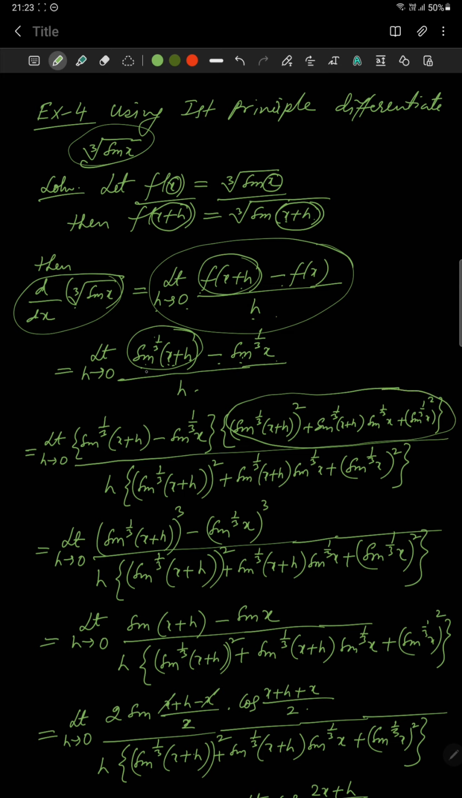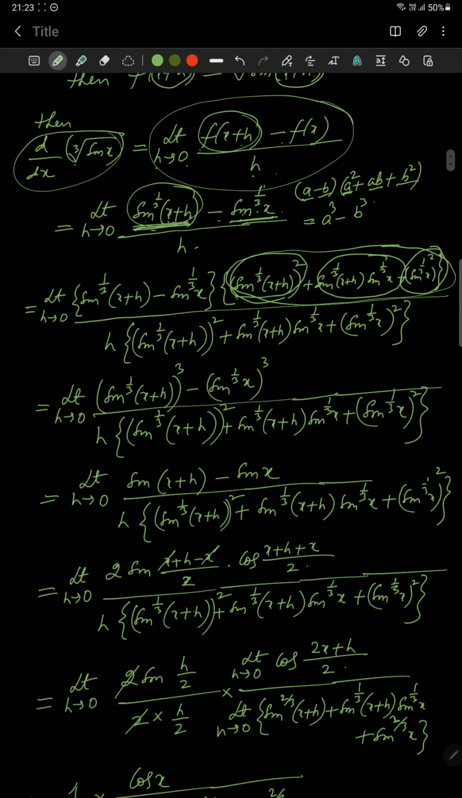As you can see, it is in the form a minus b. So if you multiply a minus b by a square plus ab plus b square, then it will become a cube minus b cube. In place of a we have sin to the power 1/3 of (x plus h), and in place of b we have sin to the power 1/3 of x. So a square is this whole thing, ab is this, and b square is this. I hope you can understand the reason behind this.